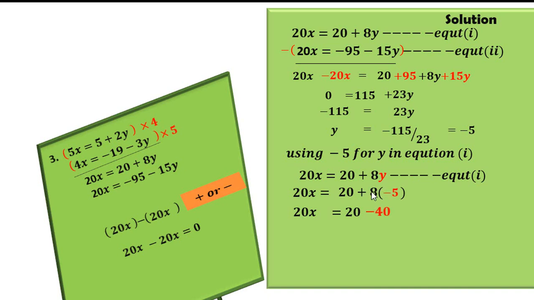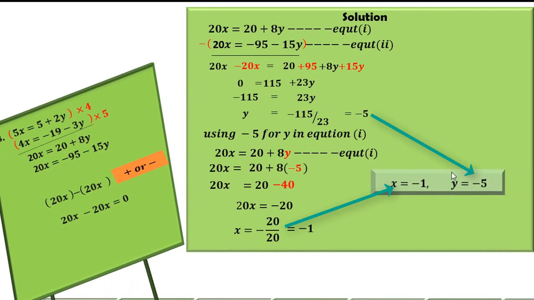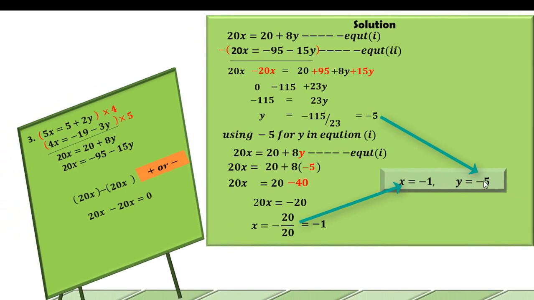So 20x equals minus 20, then my x equals minus 20 over 20. My x equals minus 1. So I can say here that my x equals minus 1 and my y equals minus 5. Basic. That is understood, I believe.